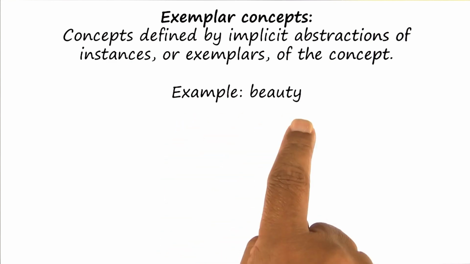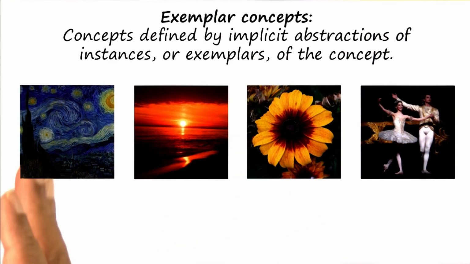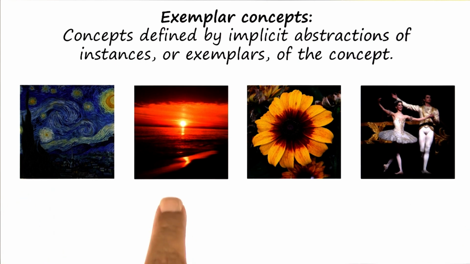Consider the example of beauty for a second. Here are 4 examples of something beautiful. Here is a painting by Van Gogh, here is a beautiful sunset, a beautiful flower, a beautiful dance, and so on. While I can give you examples of the concept of beauty, it's very hard to come up with a typical condition of beauty. Exemplar concepts are very hard to define, and for that reason, they're also very hard to communicate to each other or to teach an AI program. Exemplar concepts can be culture specific, sometimes even individual specific.